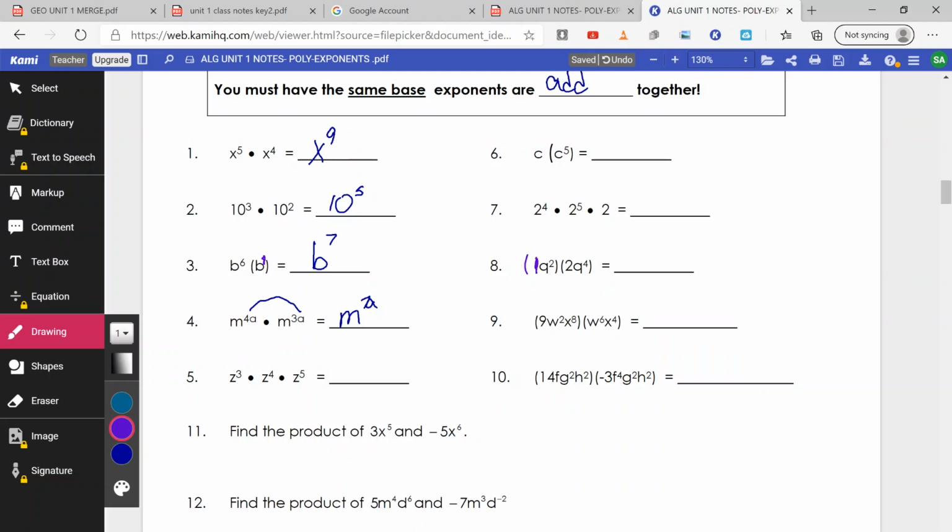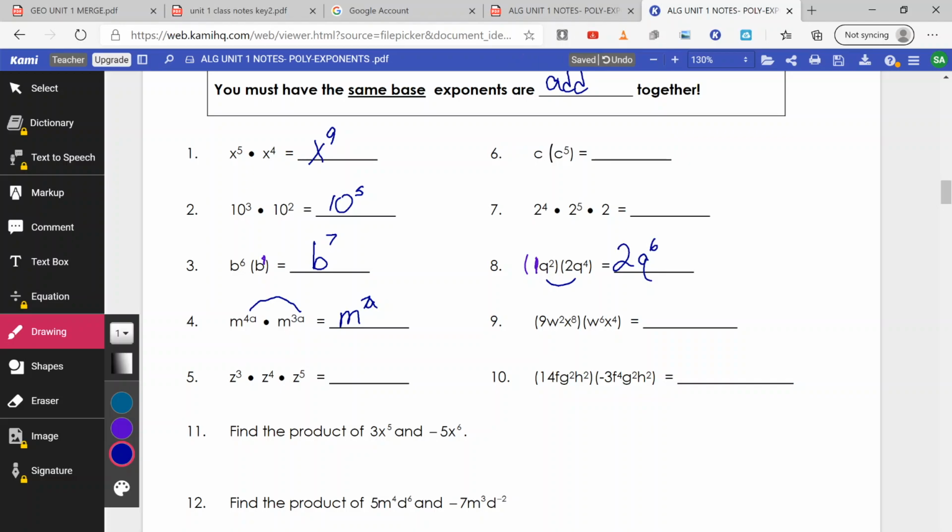When it comes to this situation, we're going to multiply the items that are alike. So I will multiply number times number and the letter times the letter. So I'll do 1 times 2, being 2, and then I look at the q squared times q to the fourth. Q being the base, so there's my q, and then I'll add my exponents. 2 plus 4 gives me 6.